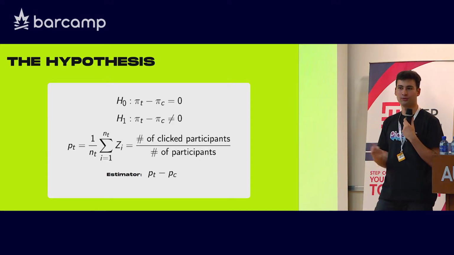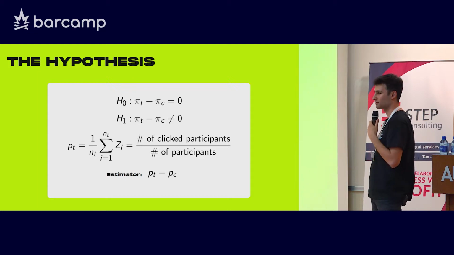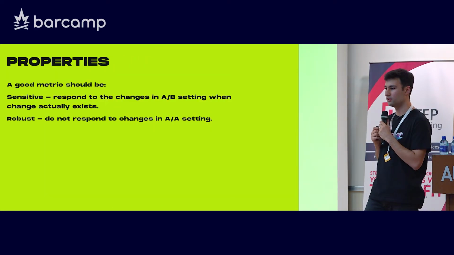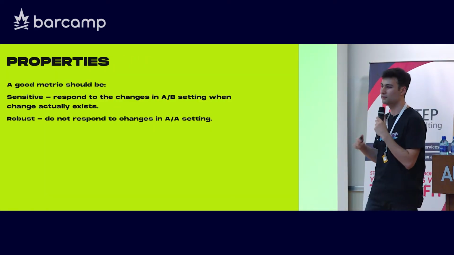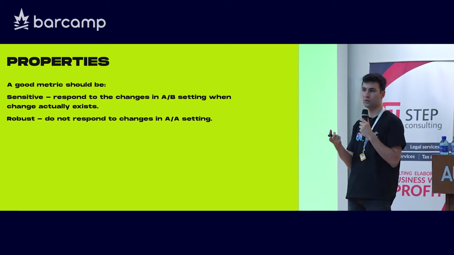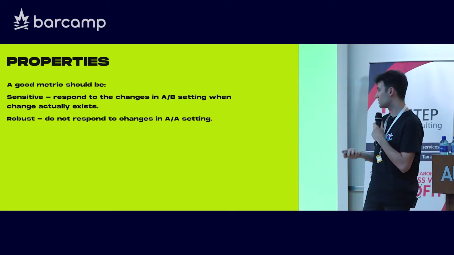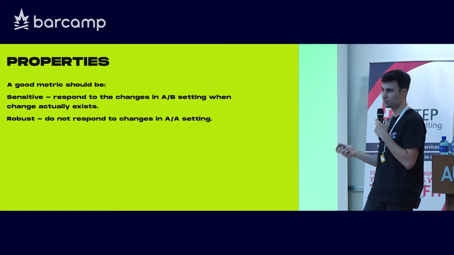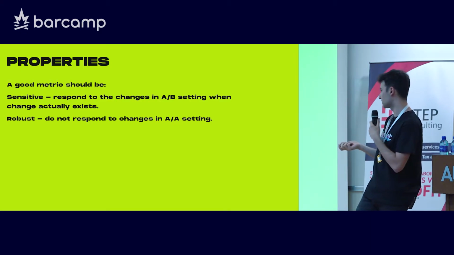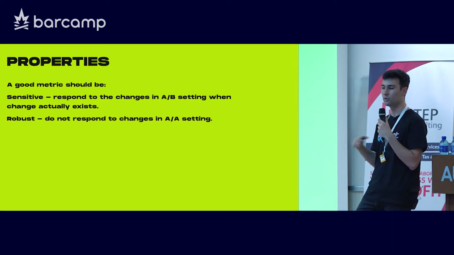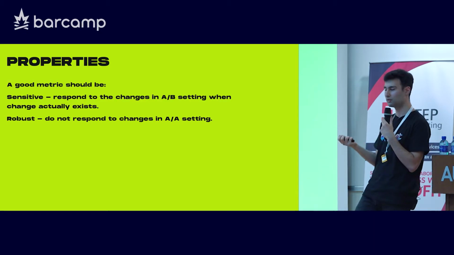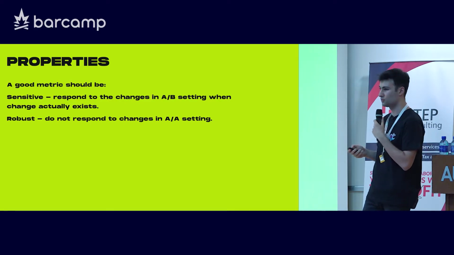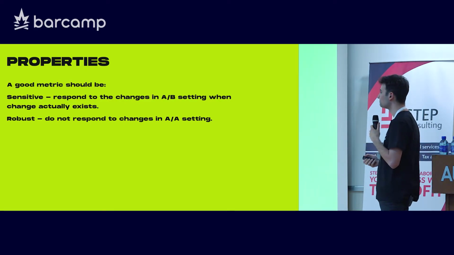And are all metrics good? So a natural question arises. We define it in the following way. If our metric responds to the change when it actually exists, we consider the metric sensitive. Whereas we also believe that the metric should not respond to changes when they don't exist, like in the case of AA tests, where we randomize to the same version, and we believe there should be no effect if the metric is doing its job well.